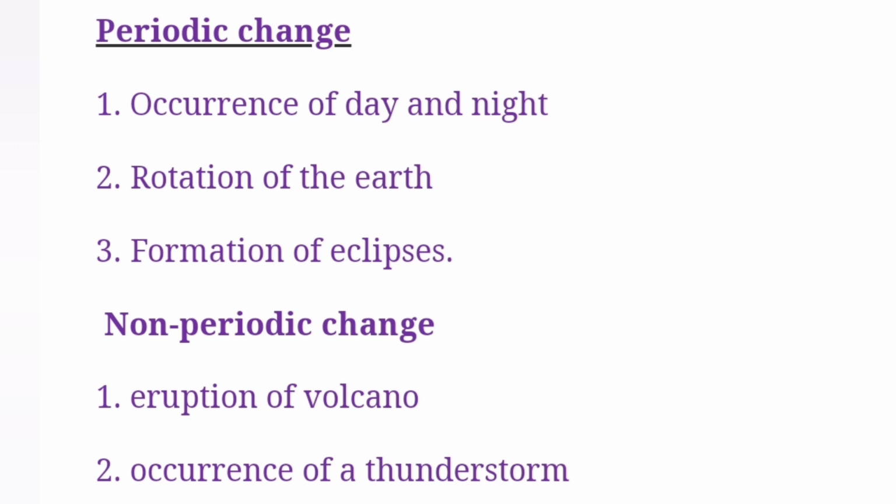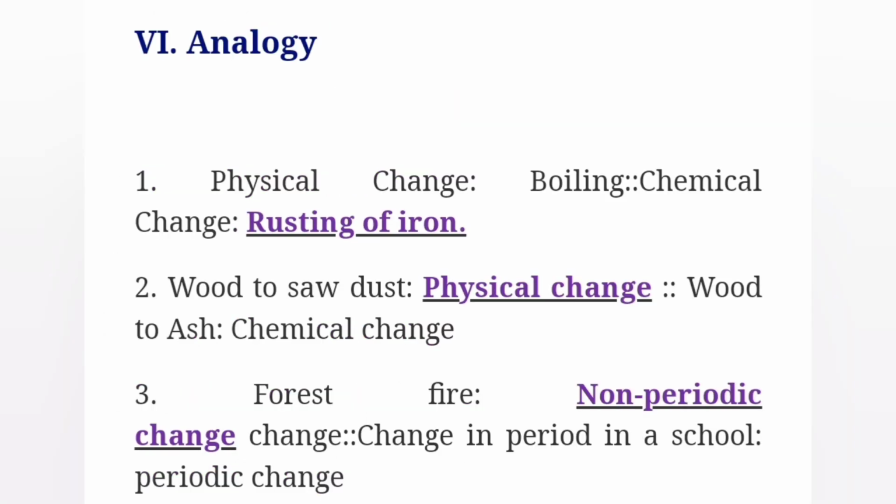Periodic changes. First one, occurrence of day and night. Second one, rotation of the earth. Third one, formation of eclipses. Then non-periodic change. First one, eruption of volcano. Second one, occurrence of a thunderstorm.